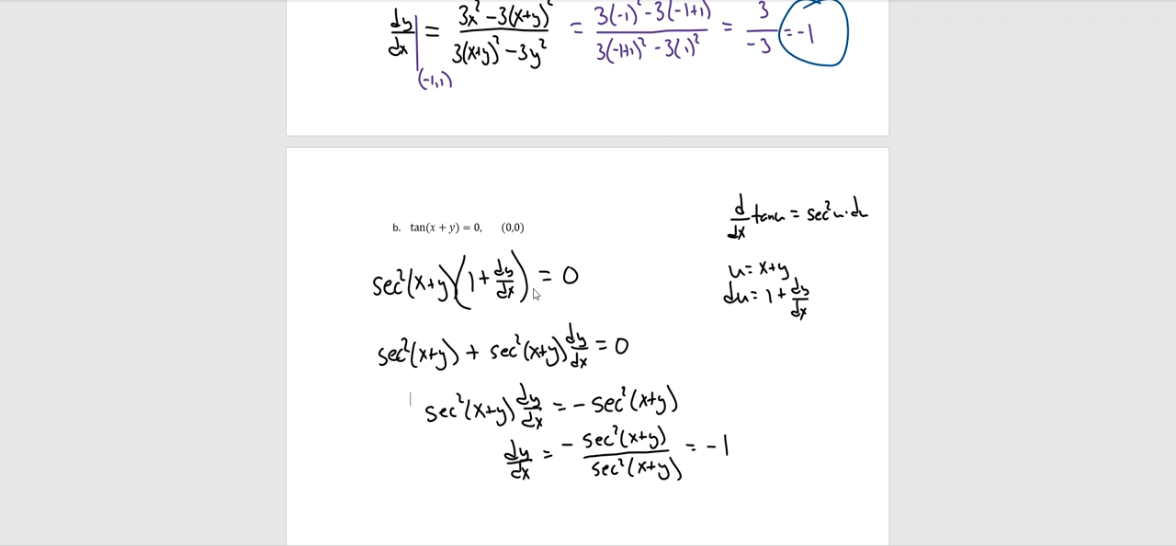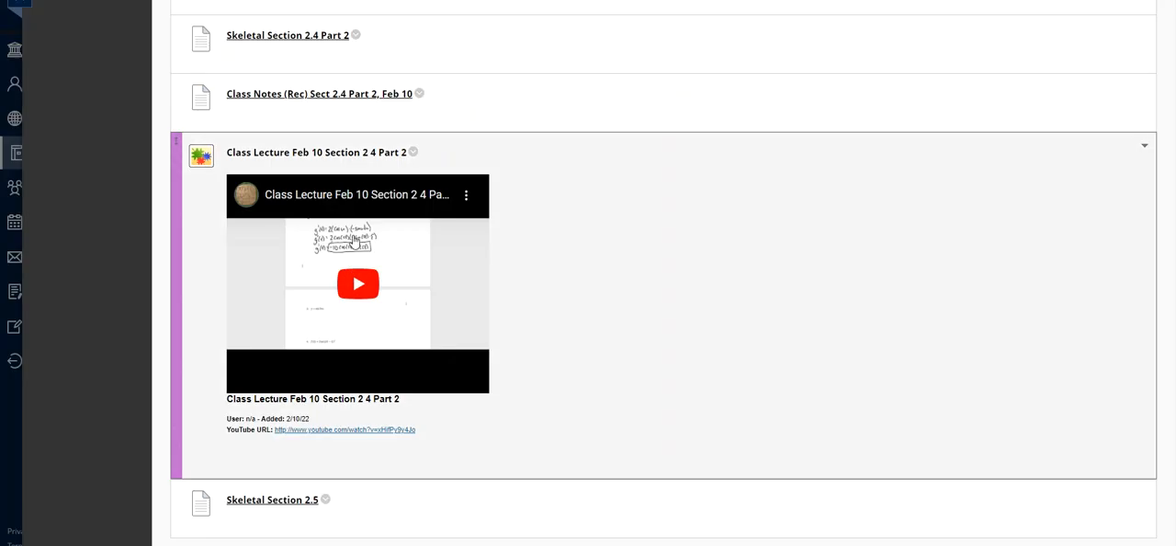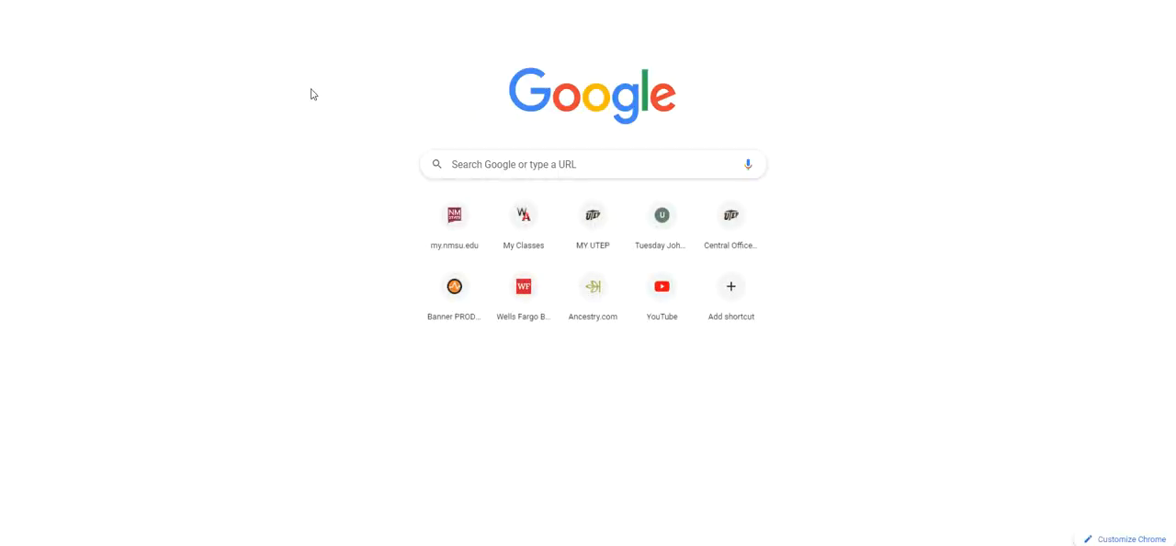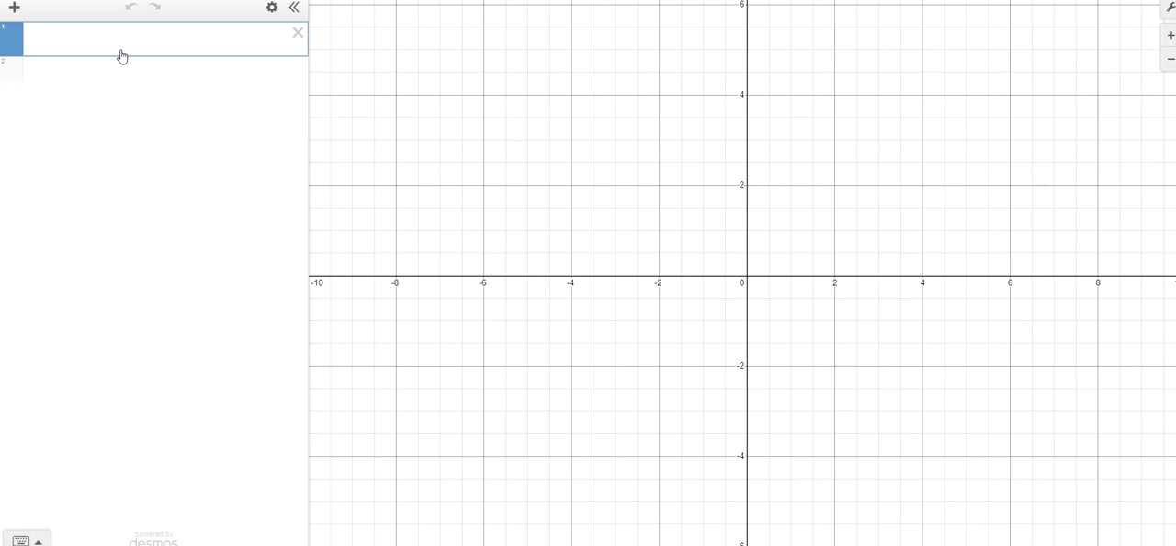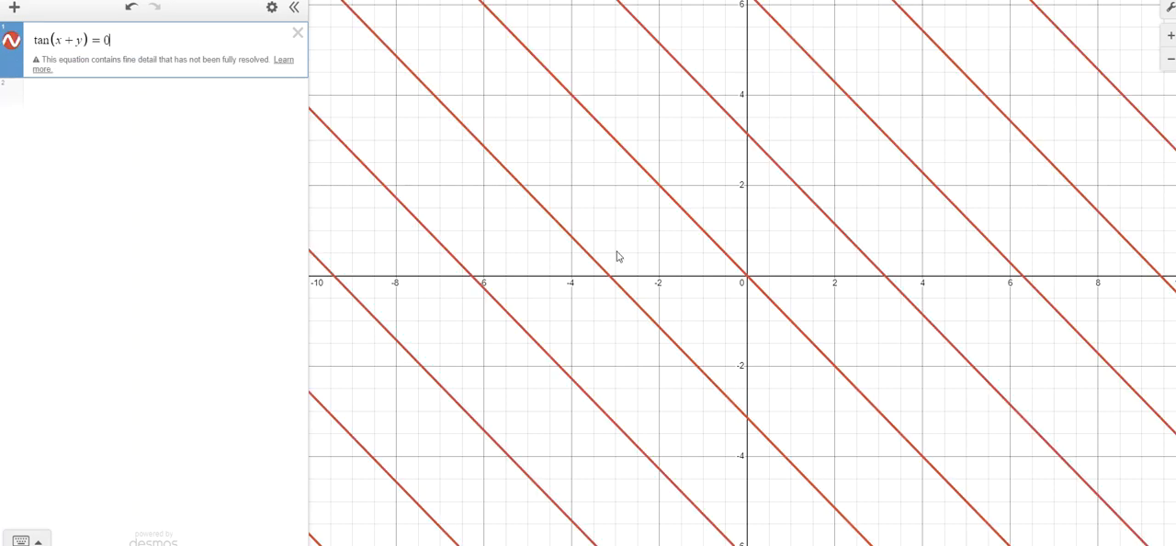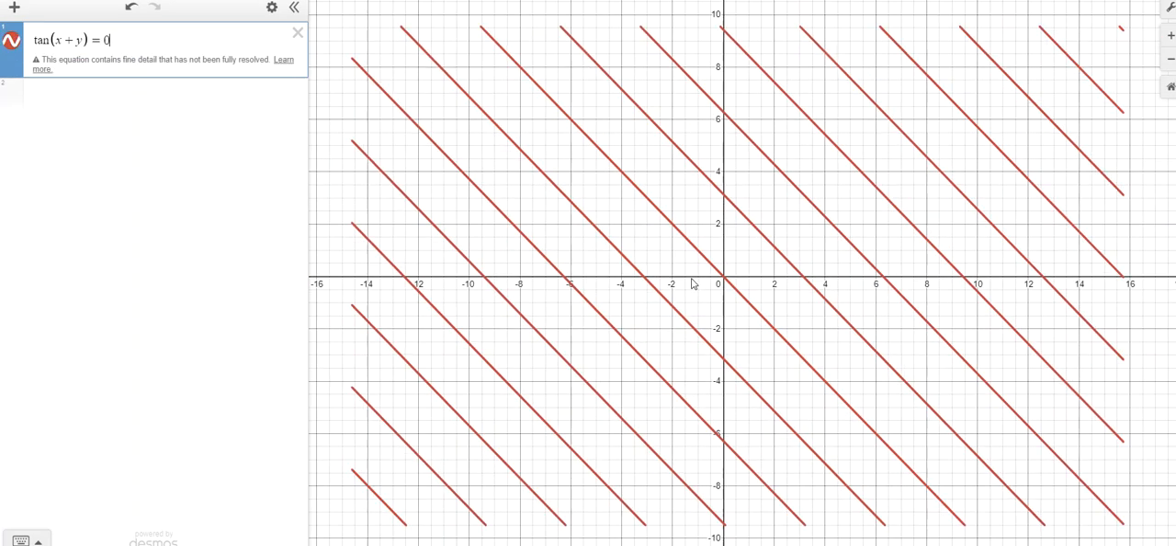That's crazy. I want to see this graph. I'm curious. Something seems off. I just randomly showed a bunch of stuff there. That's not what I want. I want Desmos. Desmos, tangent of x plus y equals 0. Look at that. That's our graph. And what is the slope? The slope is always -1.